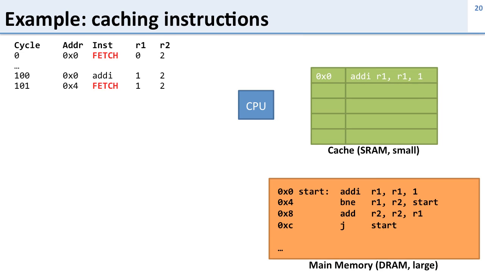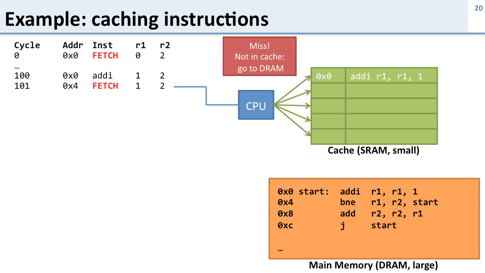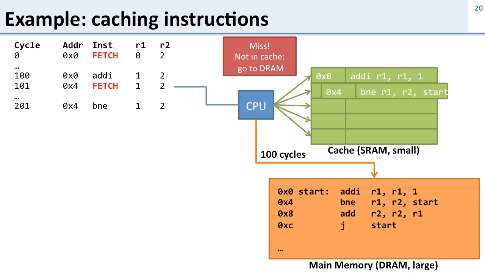So after we've executed our add I instruction, we need to go on to the next instruction, which is at address 4. So we're going to fetch address 4. The CPU looks in the cache, doesn't find address 4 in the cache, so it needs to go to DRAM. So it's going to go to DRAM, find address 4, load that into the cache, and remember the DRAM is slow, so this is going to take 100 cycles. So on instruction cycle 201, we'll finally be ready to execute the BNE instruction.